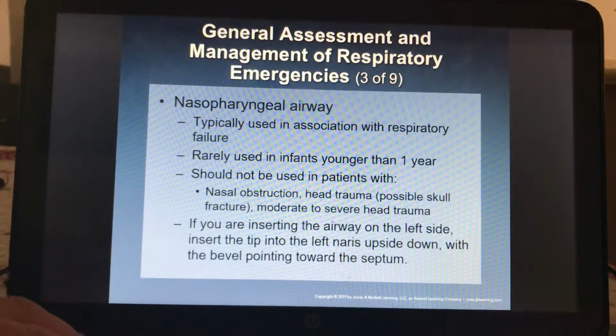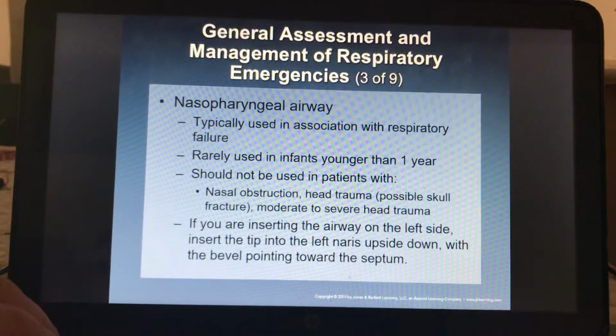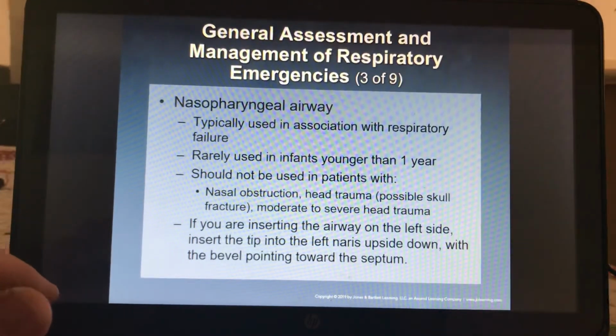NPAs, usually you're not going to use them in kids less than a year old because they don't make them that fit. Remember, you still got to measure them. You got to still put them in. Remember, kids are obligate nose breathers too, so especially when they're younger, so be careful with that.